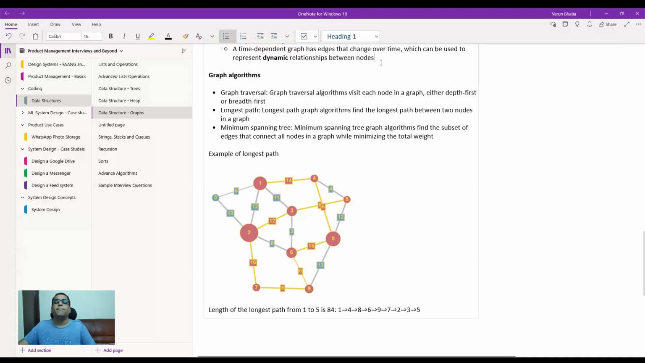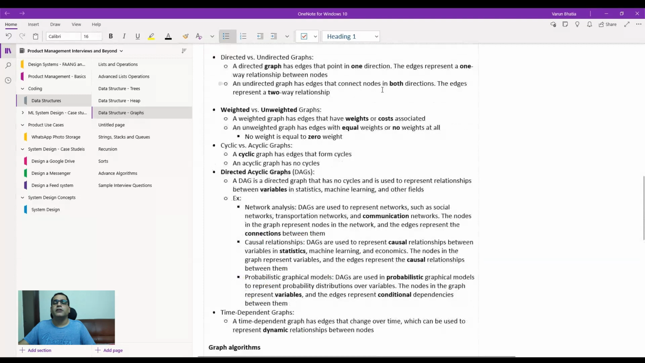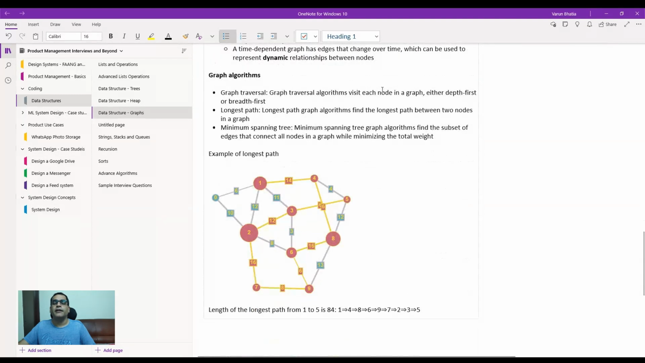You can definitely check out the different categories or types of graphs. The most important ones I already highlighted. Leave a comment if you want me to cover any one of them in specific detail.